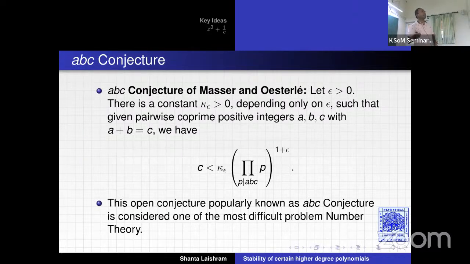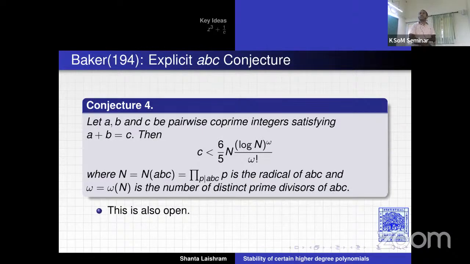I don't need to actually mention the ABC conjecture again. All of you have seen it two times. Basically, given epsilon positive, you have a constant kappa which depends only on epsilon, such that whenever A plus B is C, C is less than some constant times the radical to the power 1 plus epsilon. I'm going to use an explicit version of the ABC conjecture due to Baker, 1994, not 194, there is a typo here.